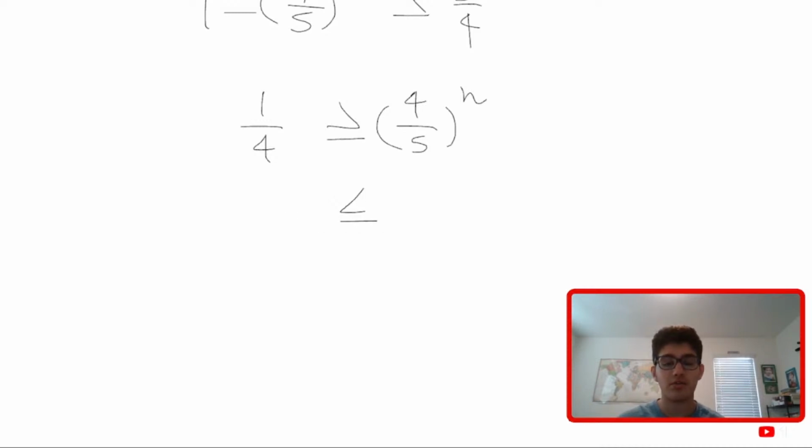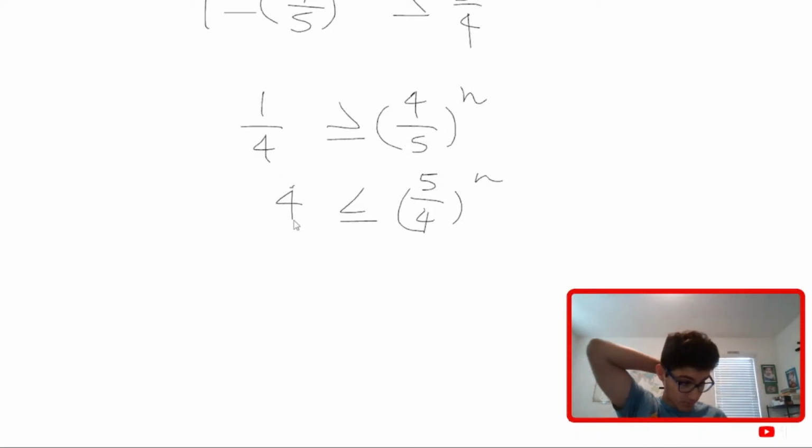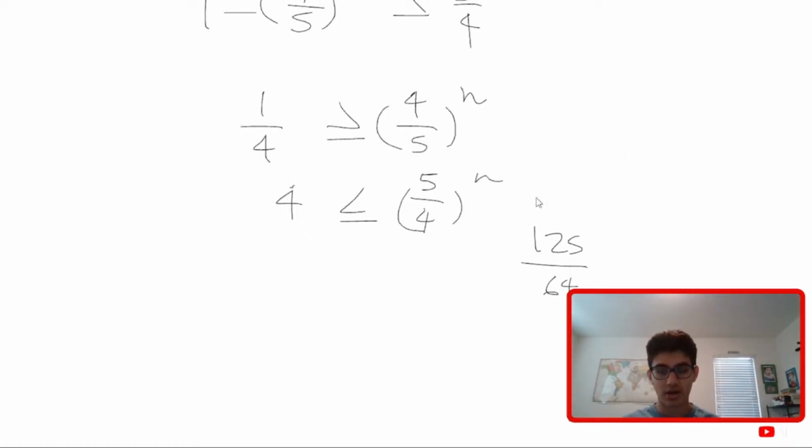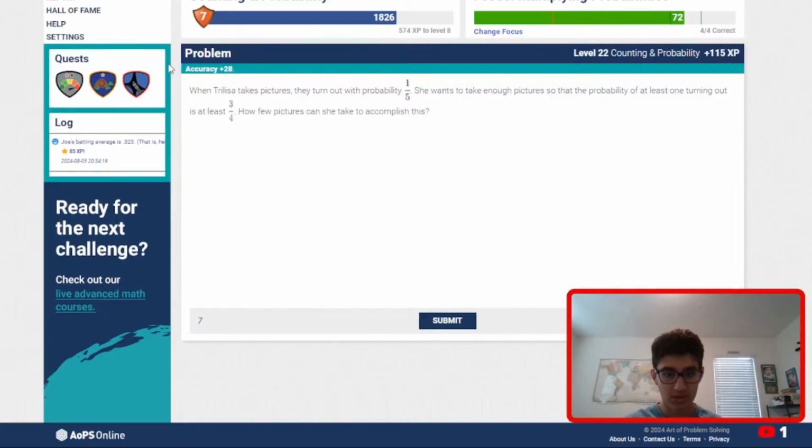So you have (5/4)^n is greater than 4. If you have 3, you have 125/64. Obviously not that. But this is almost 2, right? Think about it. 128 over 64 would be 2. This is cubing it. So you can raise it to the seventh power. That will take you there. So 7. You need 7 of them.